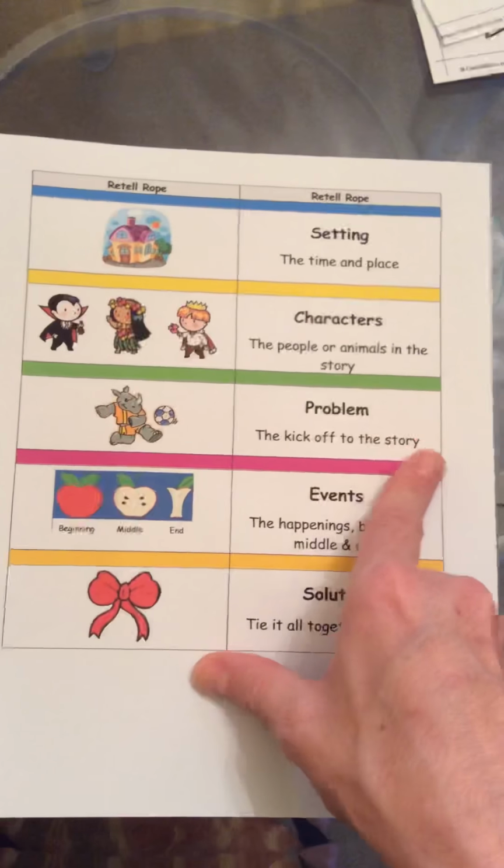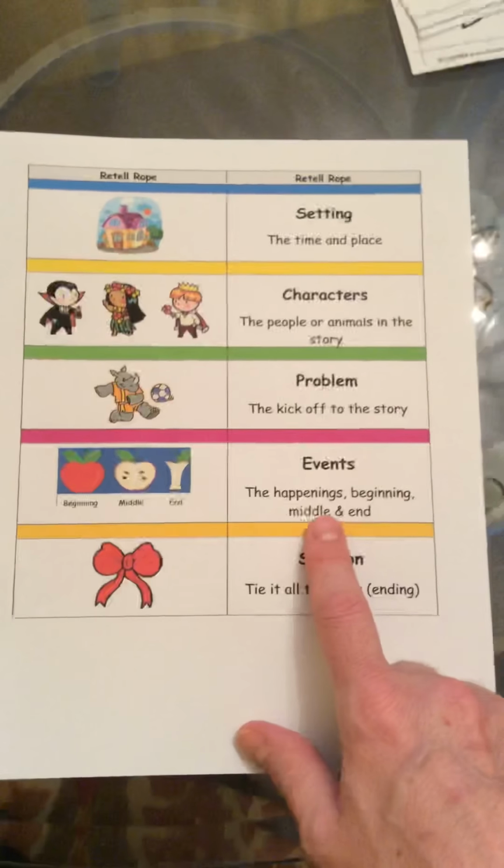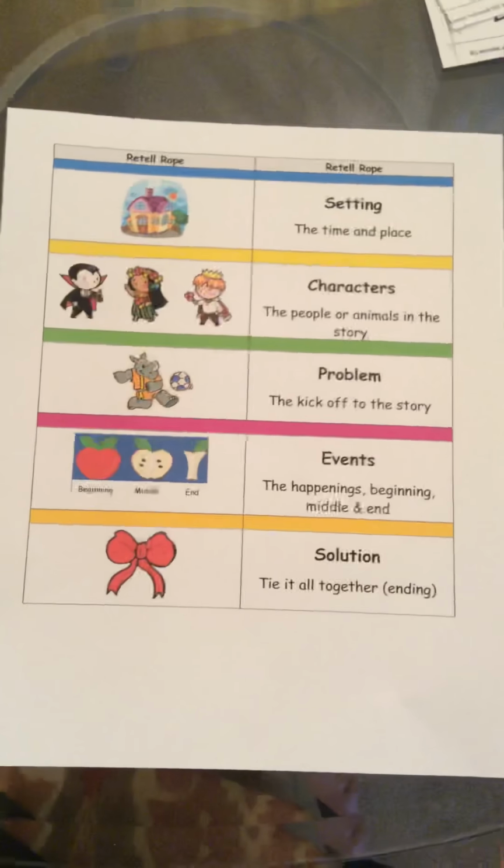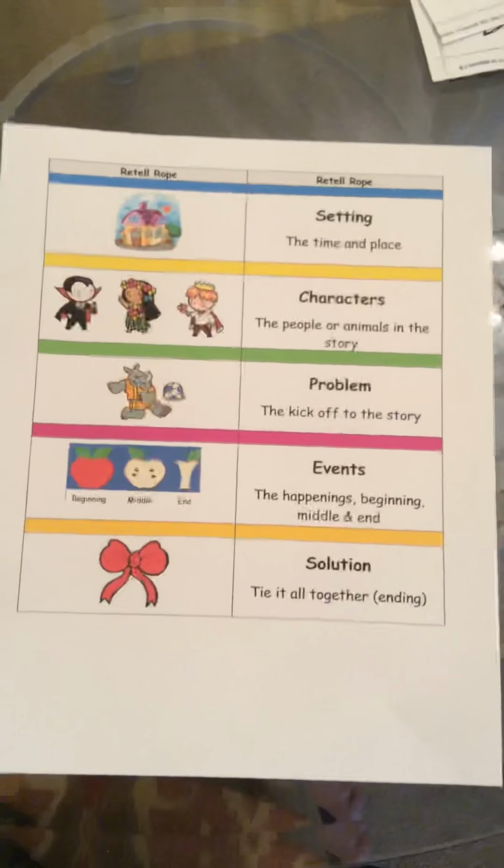The events, the happenings, the beginning, middle, and end. That's usually how did the main character try to solve the problem, and then the solution. How did the character solve the problem, and how did the story end? You could also add in the character's feelings and things like that.